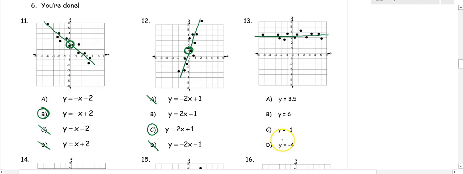So I notice that it's going to be a y equals, because remember, our horizontal lines are always y equals equations. It is above the x-axis, so I know it has to be a positive y-intercept. So I'm between, is it closer to 3.5 or 6? Well, this one's closer to 3.5, so it's A.